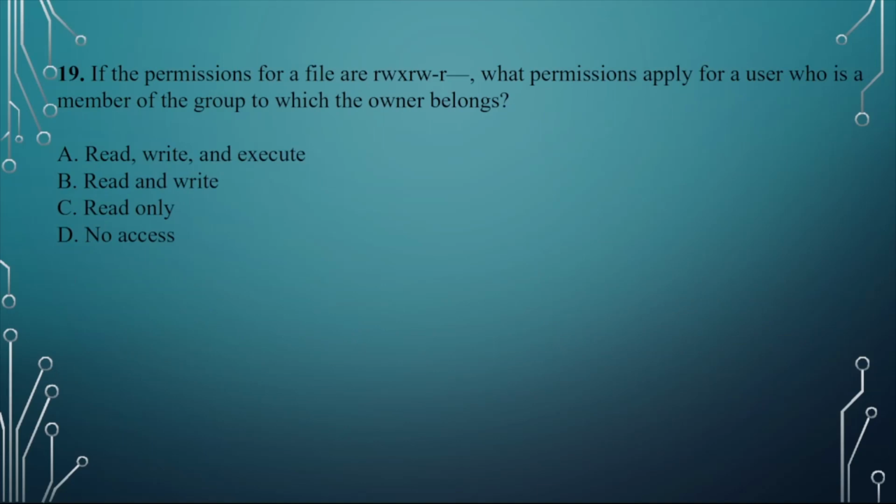Number 19. If the permissions for a file are rwx-rw-r, what permissions apply for a user who is a member of the group to which the owner belongs? A. Read, write and execute. B. Read and write. C. Read only. D. No access.